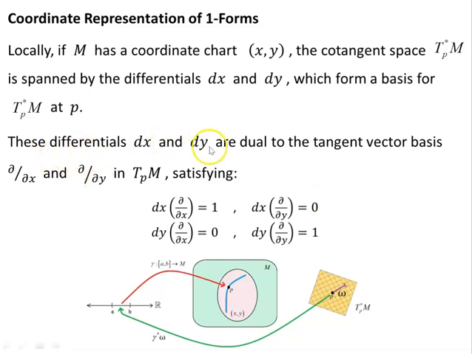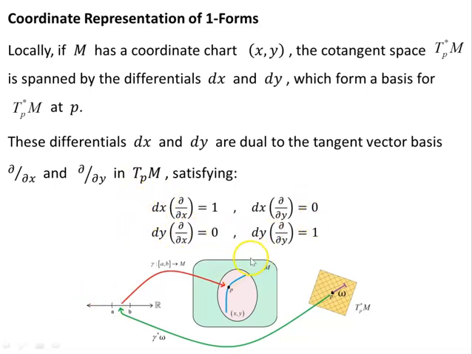The differentials dx and dy are dual to the tangent vector basis. The tangent vector basis is partial over partial x and partial over partial y in the tangent space to M at the point P. They satisfy this condition: the basis one form dx acting on the basis vector partial over partial x is 1, whereas dx acting on the other tangent basis vector, partial y, is 0. So you can see dy acting on that is 0, but dy acting on this one is 1. So you see the Kronecker delta is applying here.